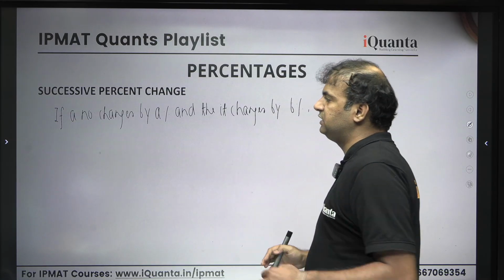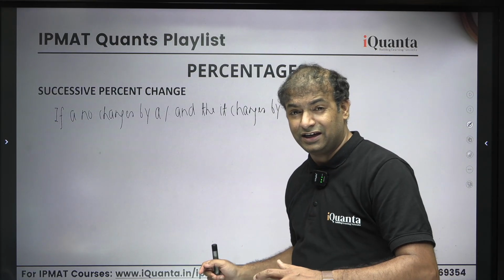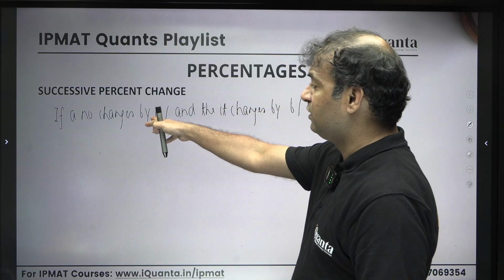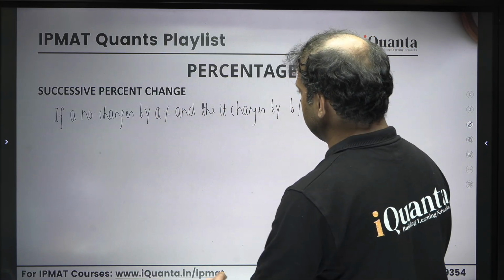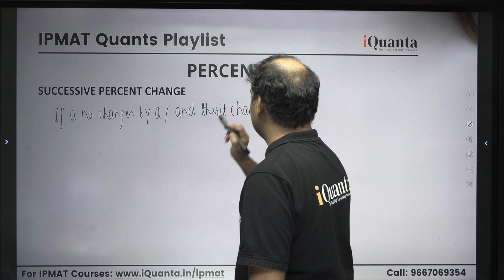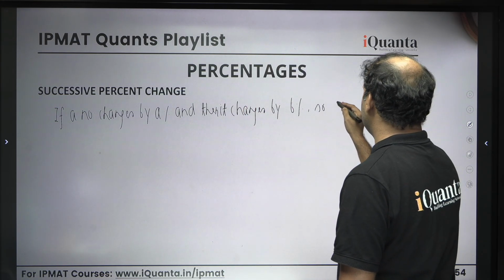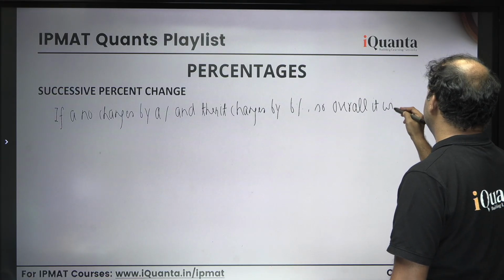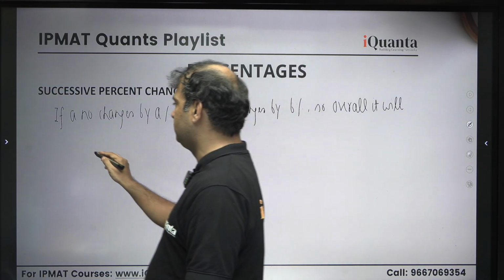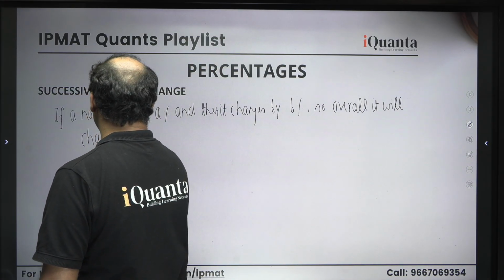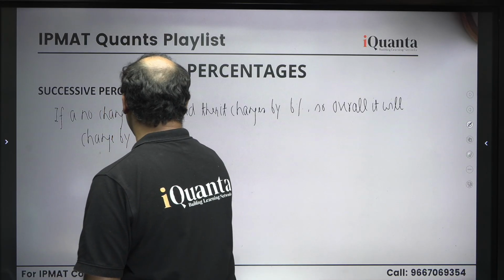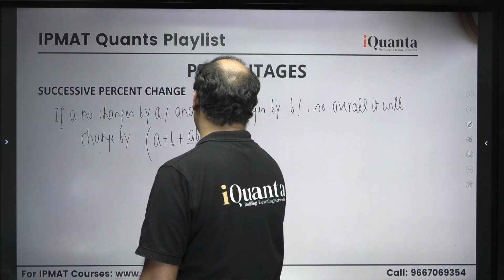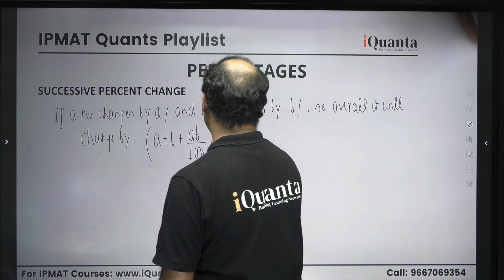We can find the overall percentage change directly with the help of a formula. Let me write the formula first. If a number changes by A percentage and then changes by B percentage, overall it will change by A plus B plus AB by 100 percentage.